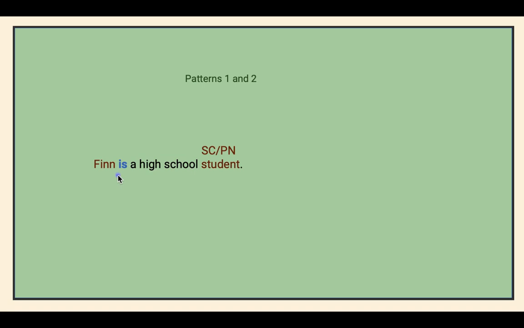The only part of the sentence that matters to us are the patterned parts. The rest of the sentence is modifier. This sentence ends with a noun, so we have a predicate nominative. These parts are the modifiers. A, high, school, all of these are adjectives.